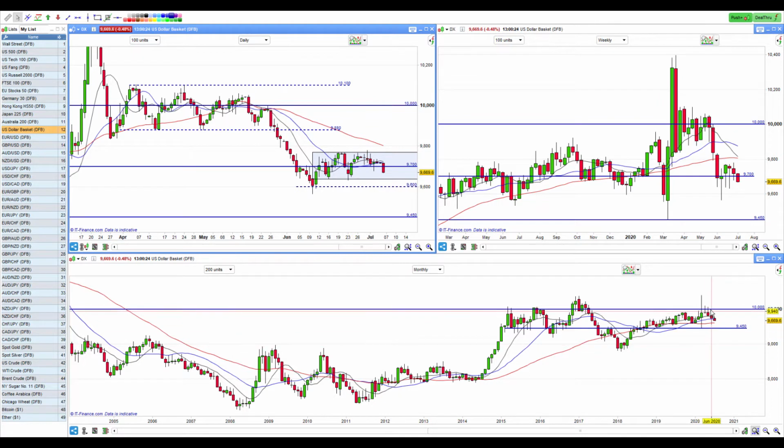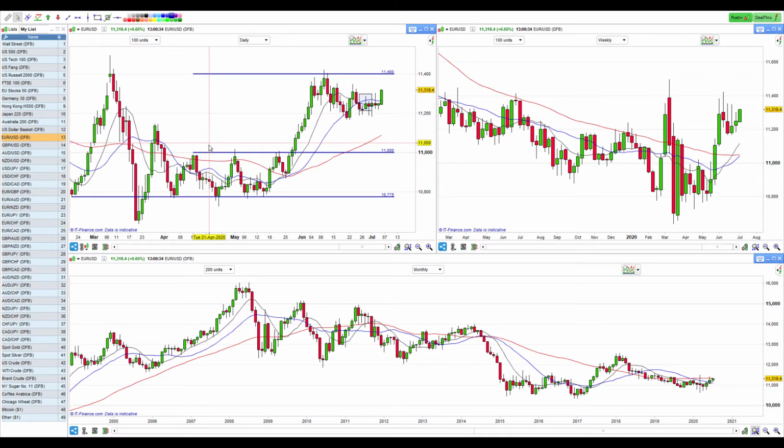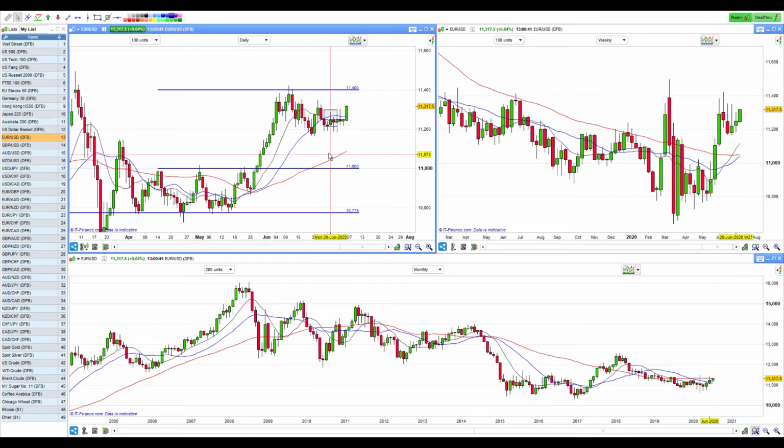It is still stuck largely within a bigger range, okay, between sort of 94, 94.50 and 100. So overall, what it means is that when I'm looking for currency trends, I am just aware that the market isn't offering any great strong trends at the moment, certainly not for swing trading purposes.